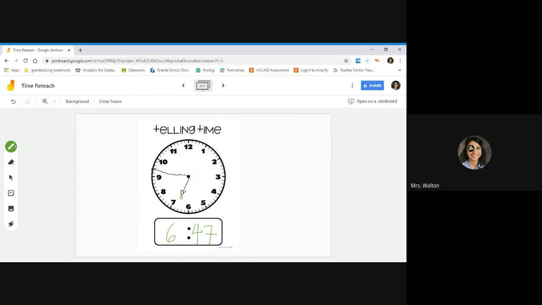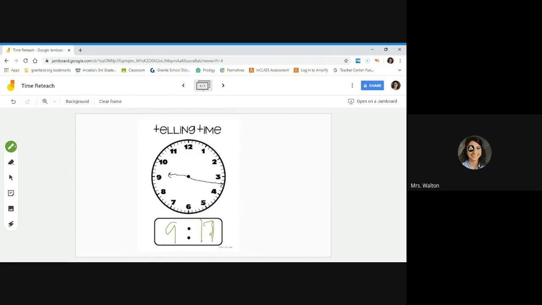Remember, even though it's closer to the 7, if it's in between two numbers, it's always the smaller number as our hour there. Looking at this one, we're in between 9 and 10. We're at 9 o'clock. And let's see the minute: 5, 10, 15, 16, 17. 9:17.